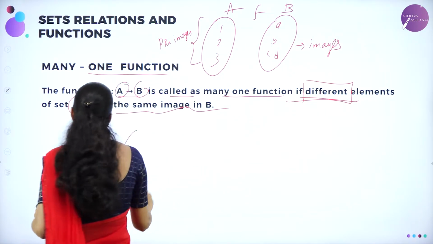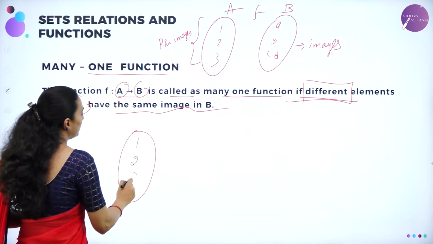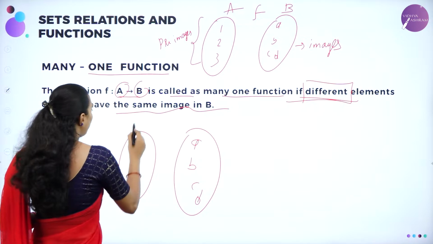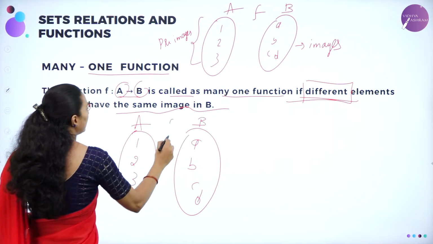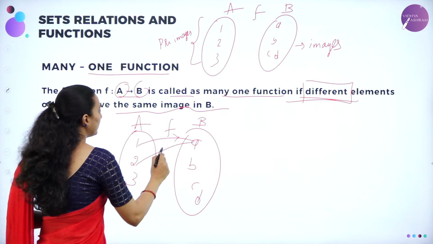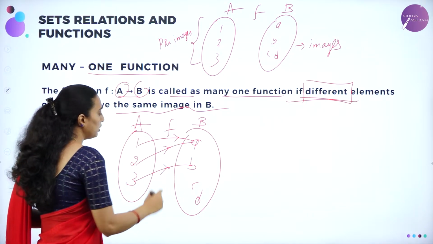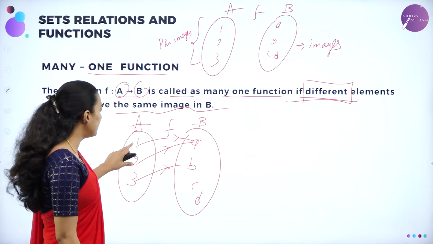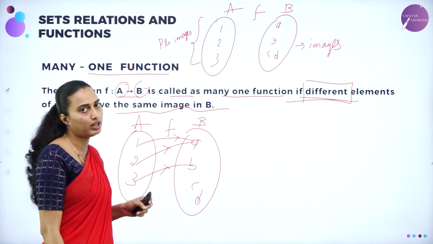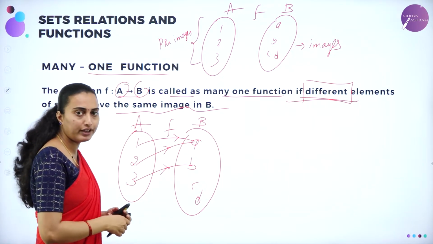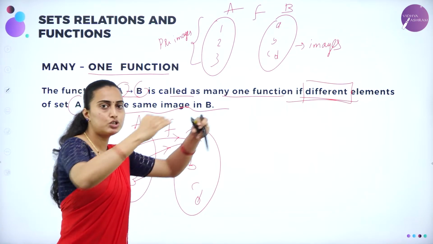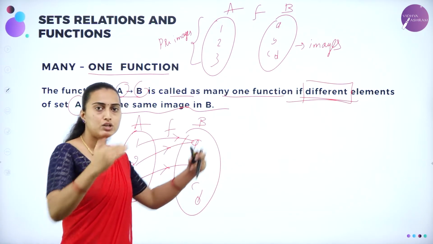For example, here set A will have 1, 2, 3 and set B will have A, B, C, D. Suppose from set A to set B the function connects 1 to A, 2 to A itself, and 3 to B. See, two elements of set A have only one image in set B. That is going to be known as many to one. You can define it here itself. Many to one. Are you getting it?